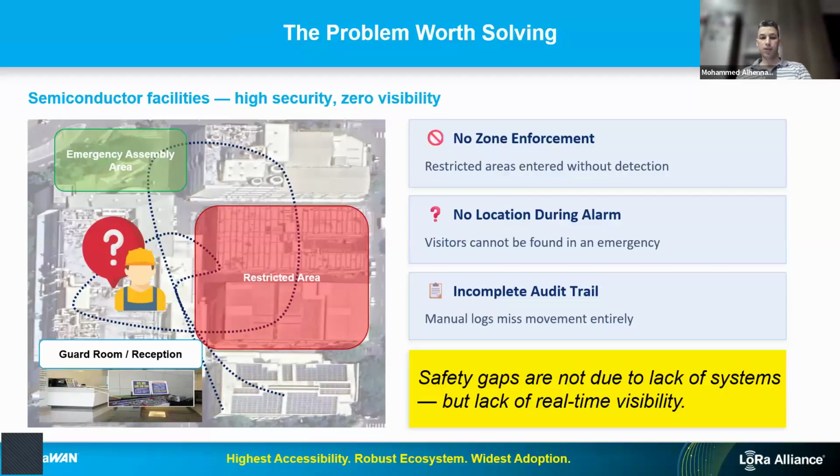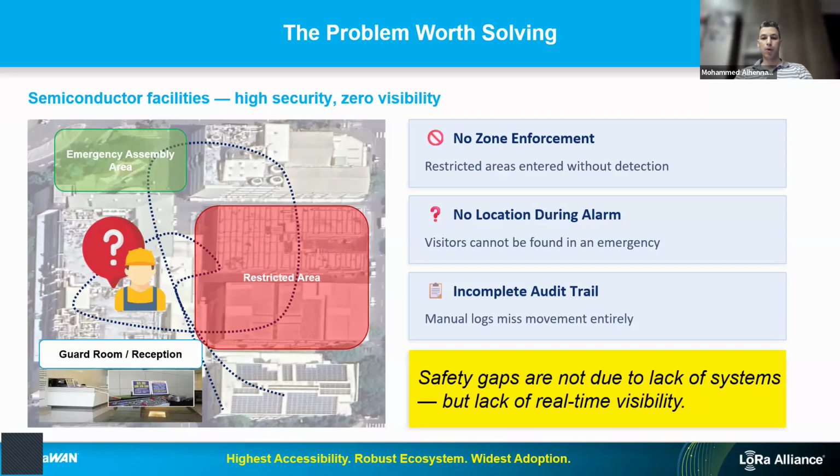So over the next few minutes, I want to share a real deployment story at a large semiconductor fab manufacturer here in Taiwan. They had a problem, and with the help of LoRaWAN and our AI positioning solution, we made it possible to solve this problem. I call this session "From Access Control to Emergency Readiness."